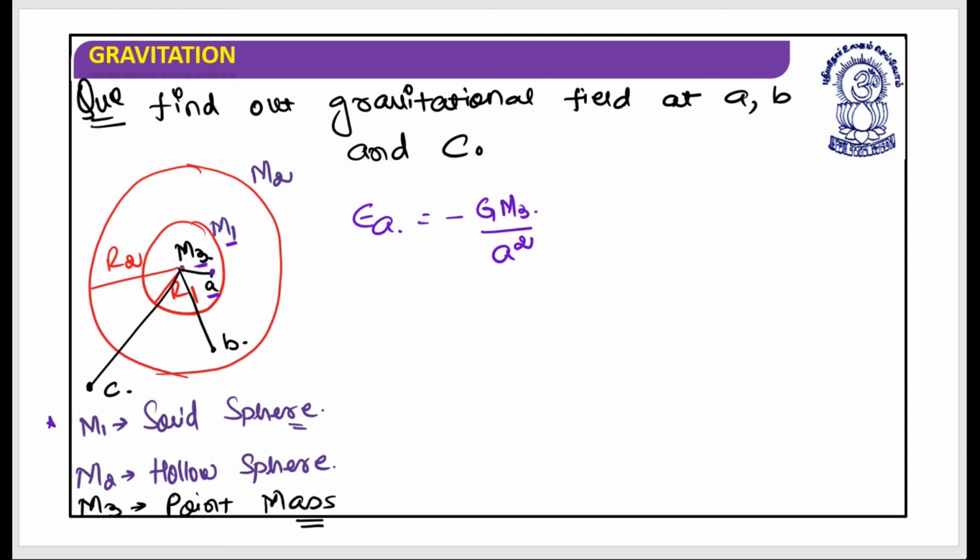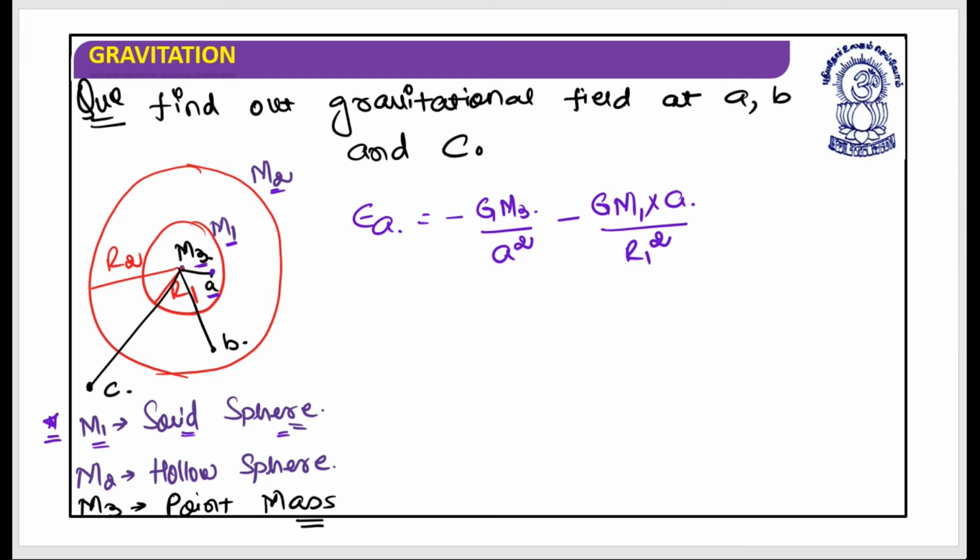Now I need to understand what m1 is. It's a solid sphere. Do we have gravitational field due to a solid sphere when the point is lying inside? My answer should be yes, it would be there. Its value would be minus G into m1 multiplied by the distance, which is A, divided by r1 cube. Yes, it's minus GMr by R cube, where r is the distance. In this case my distance is A. Now you have done it for m1.